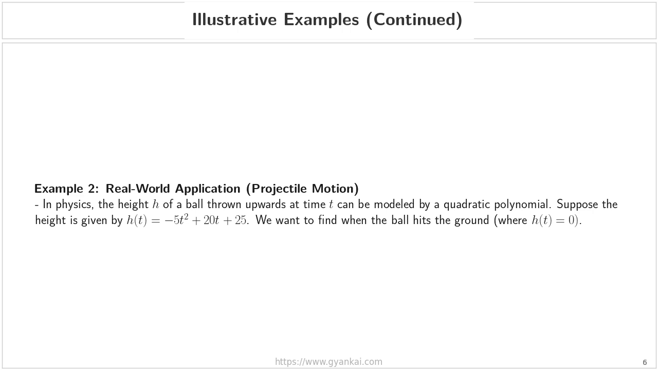Mathematically, the ball hits the ground when the height is 0, so we are looking for the zeros of this polynomial. Let's follow the same four-step verification process we used in the previous slide.